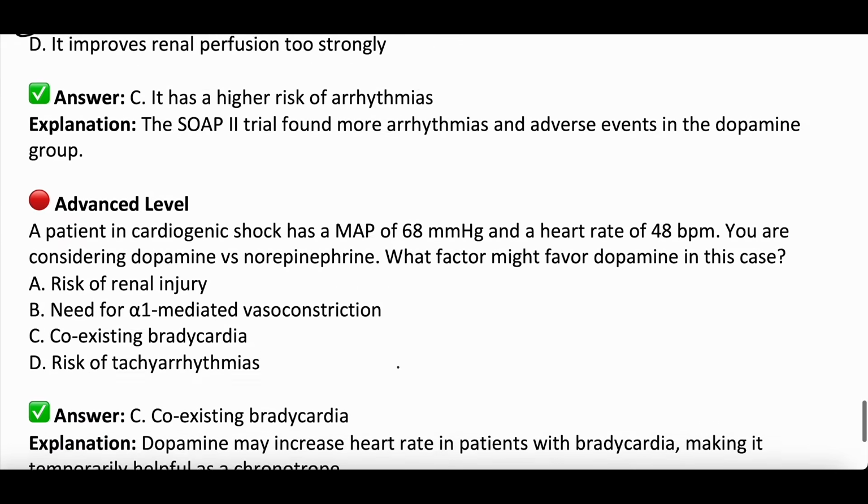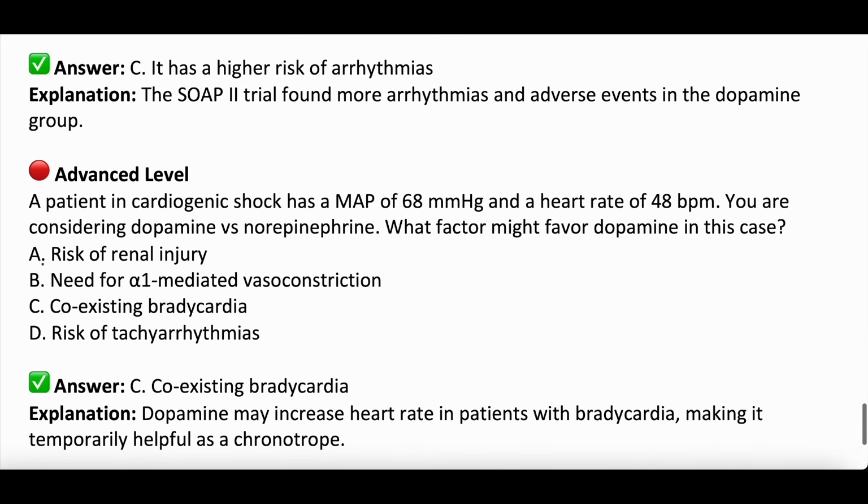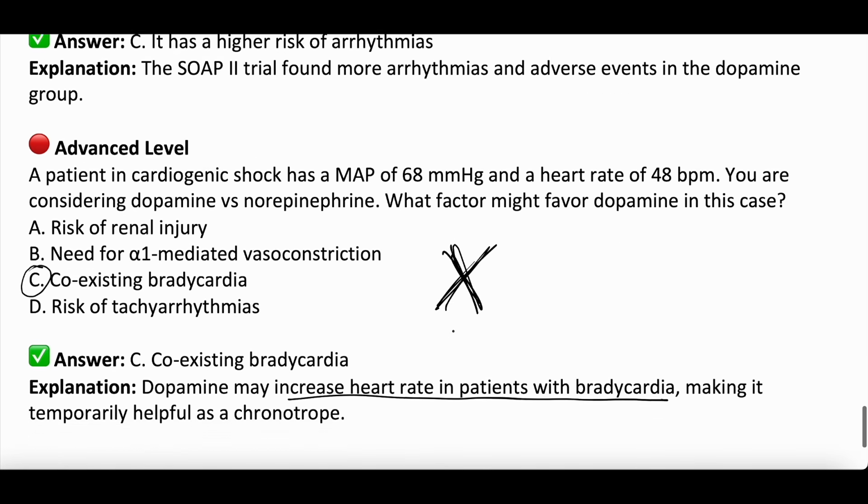The answer is C, coexisting bradycardia. So the one time in which we say you could consider dopamine, although we do not do this in our practice, is bradycardia. Dopamine may increase heart rate in patients with bradycardia, making it temporarily helpful, potentially, as a chronotrope or a drug to increase heart rate. None of the other answers are useful, and even this for us, we do not do this, but we at least wanted to put something in there for how you could potentially consider using dopamine. That's all.